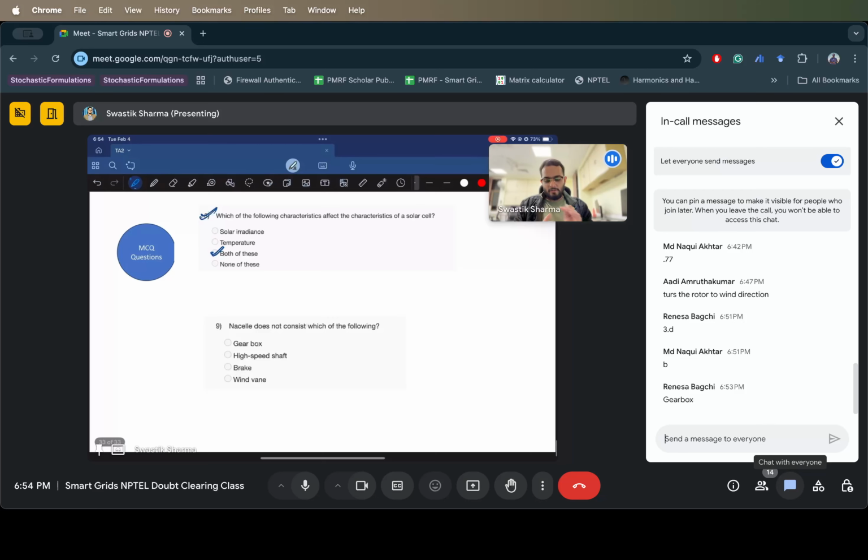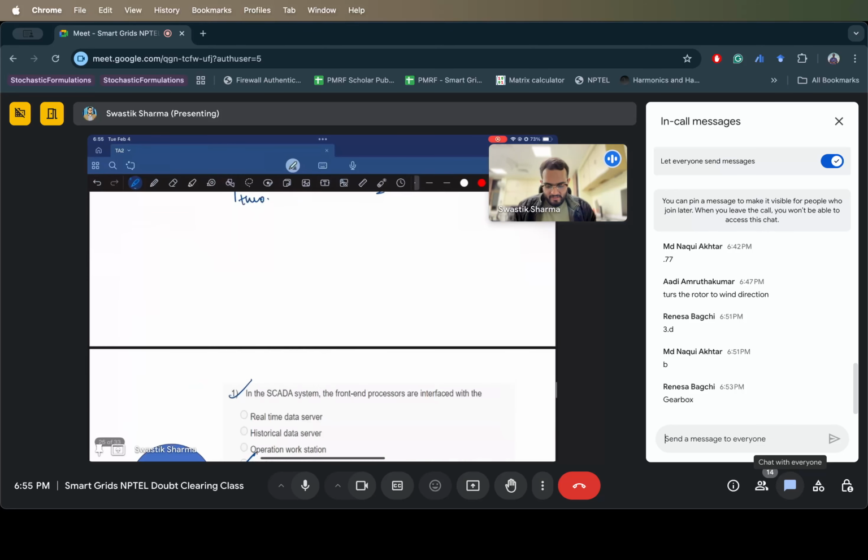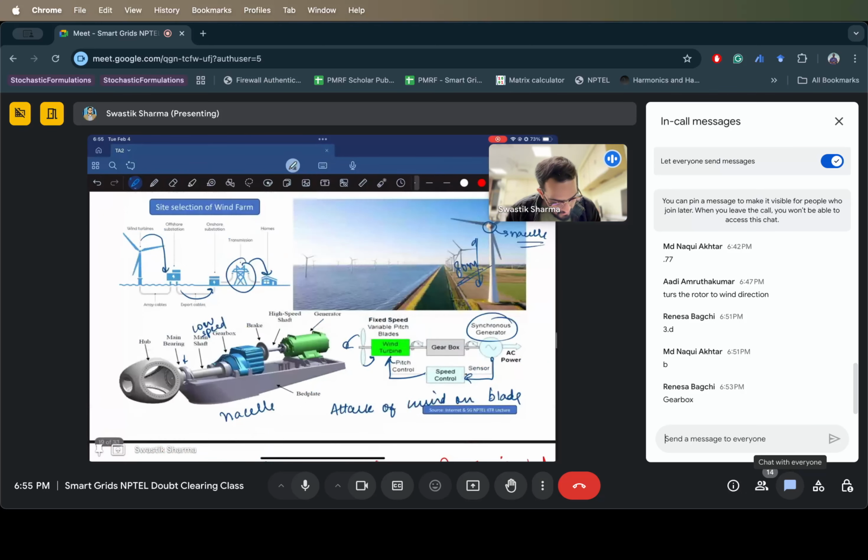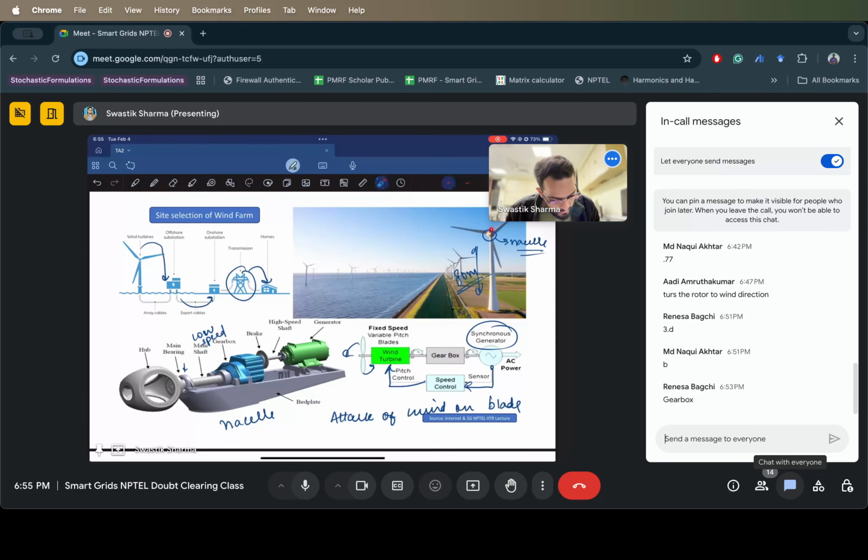Next, the nacelle does not consist of which of the following? Wind vane. Yes, it does not have a wind vane. It has a gearbox, it has a high speed shaft, it has a motor. This is a nacelle, this thing that you see now over here. These are the parts that it has.